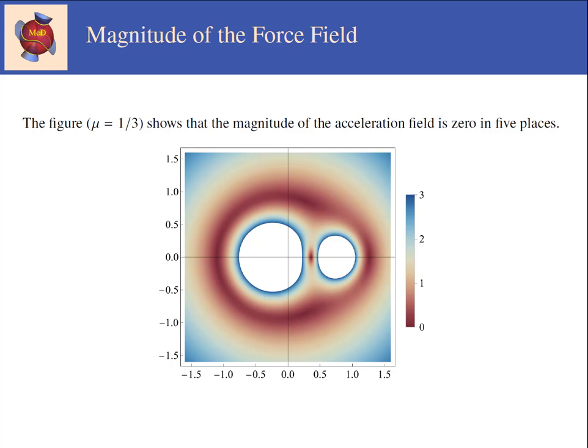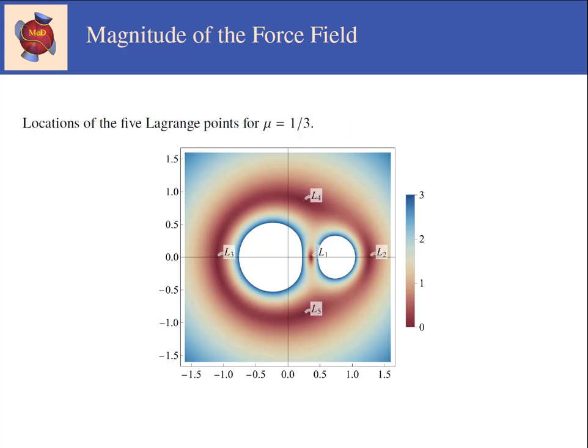Now, looking at the dark spots, we might think the acceleration is 0 in about 3/4 of a ring around the left side of the larger mass, but there are actually only 5 points where the acceleration exactly vanishes. These are the 5 Lagrange points labeled L1 to L5.